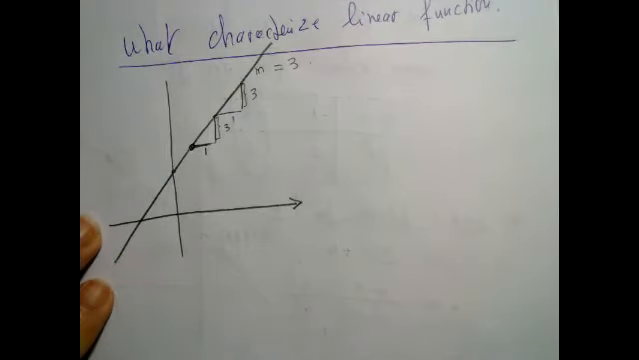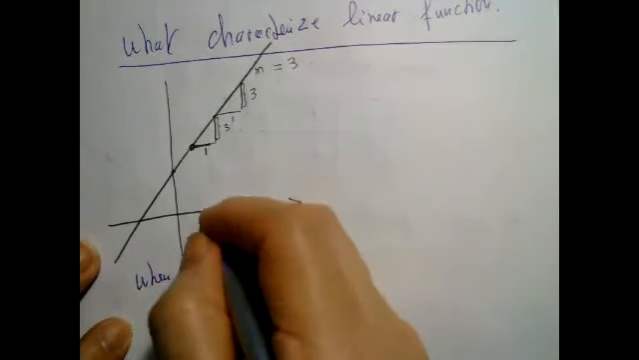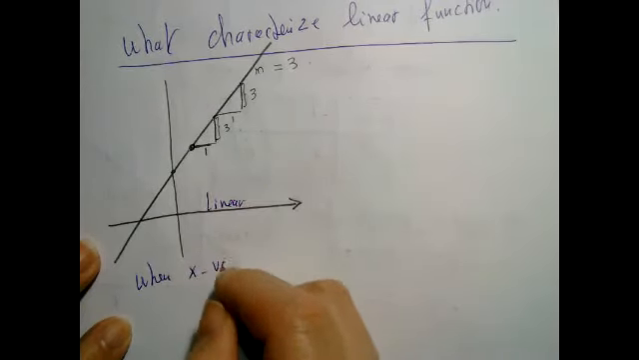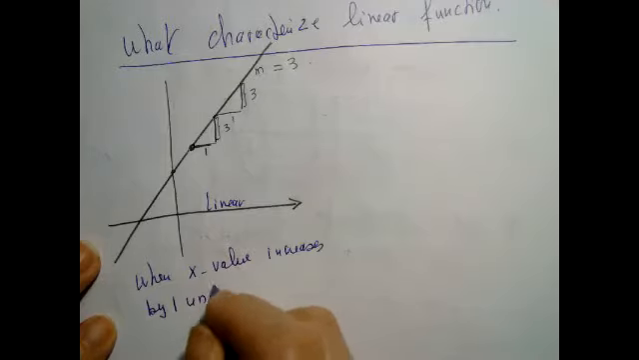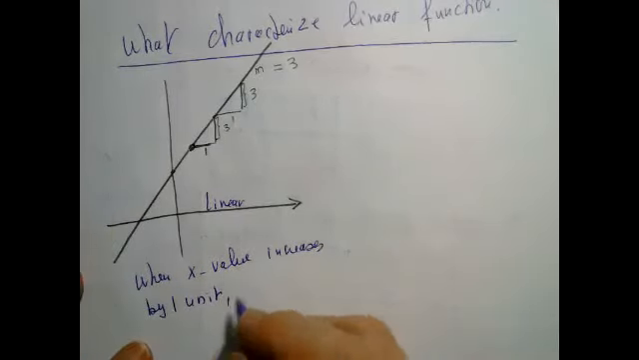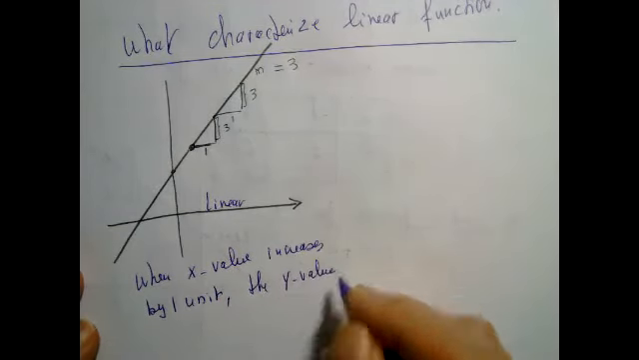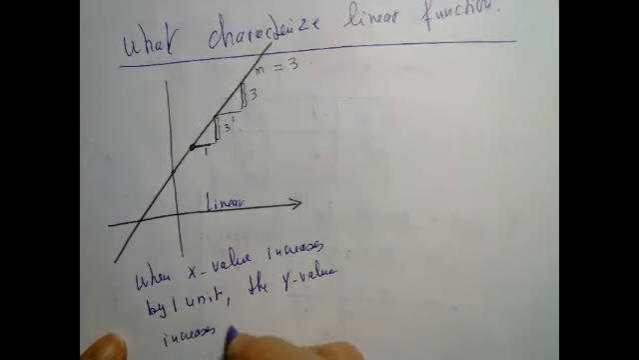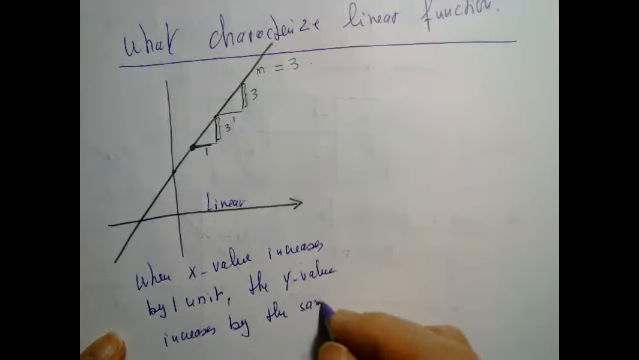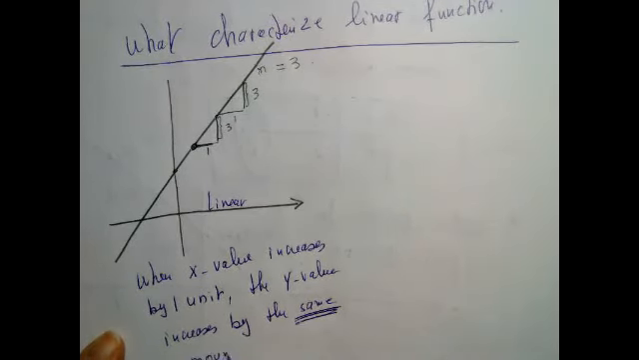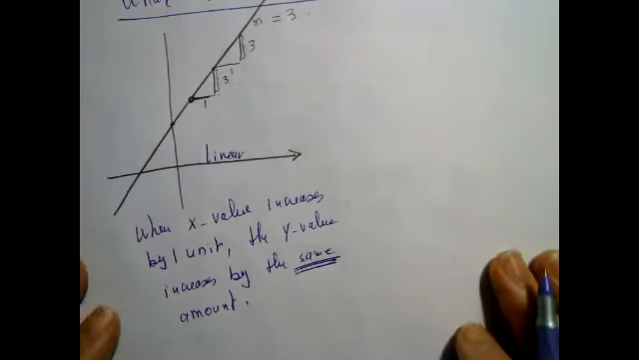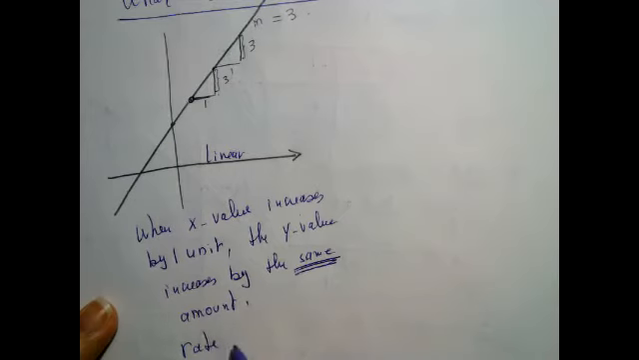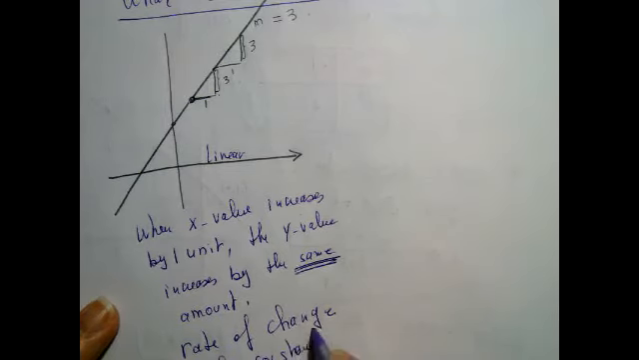That's what characterizes it. It means that when the x value increases by 1 unit, that's what linear really tells me. When the input, that's the x value, increases by 1 unit, the y value or the output increases by the same amount, always, by the same amount. In other words, the rate of change is the same. It means the function changes by the same amount all the time.